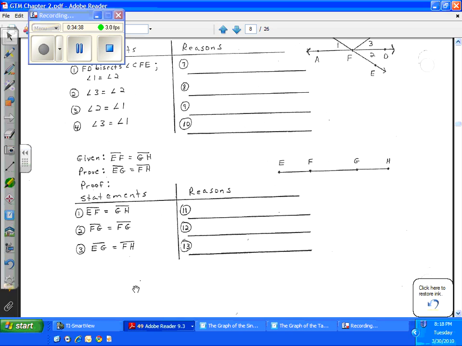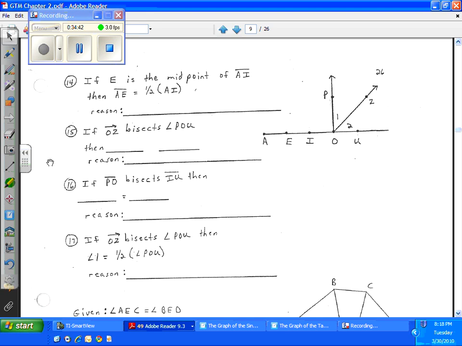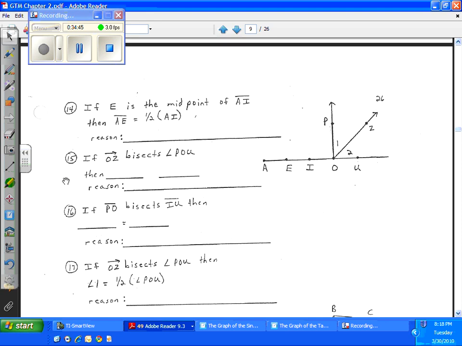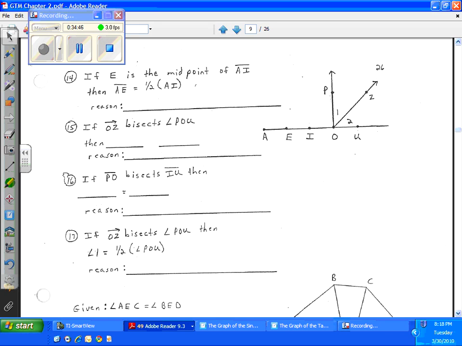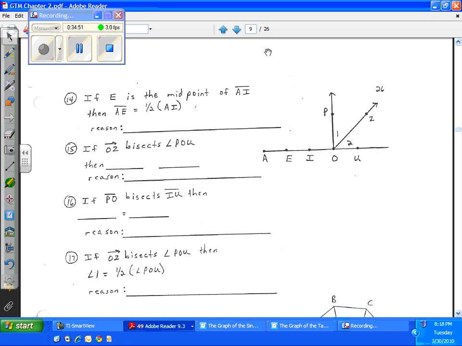And we'll leave that second proof for you to do on your own. Okay. All right, let's look at a few more of these. Let's go to number 14.